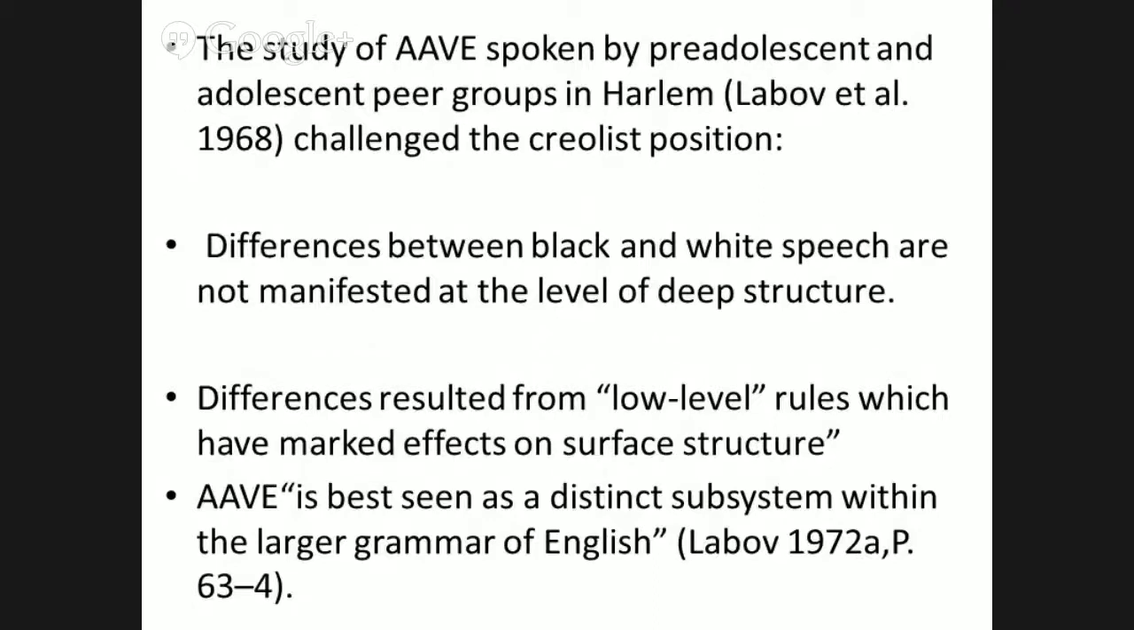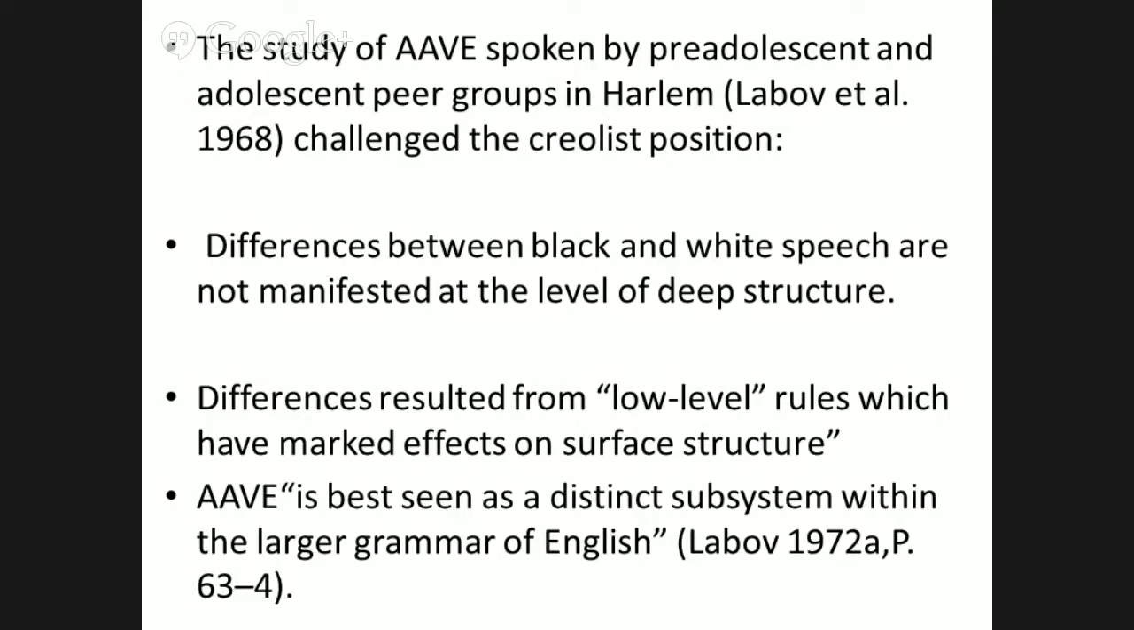The study of African American vernacular spoken by pre-adolescent and adult peer groups in Harlem, Labov and others, 1968, challenged the Creolist position. This study revealed that some features surface out of the use of African American Vernacular English in that environment, and are the product of this particular environment, especially the product of new generation linguistic development. Differences between black and white speech are not manifested at the level of deep structure. The Creolist hypothesis claimed that at the level of deep structure there are huge differences in the shifts of the verbs and nouns.